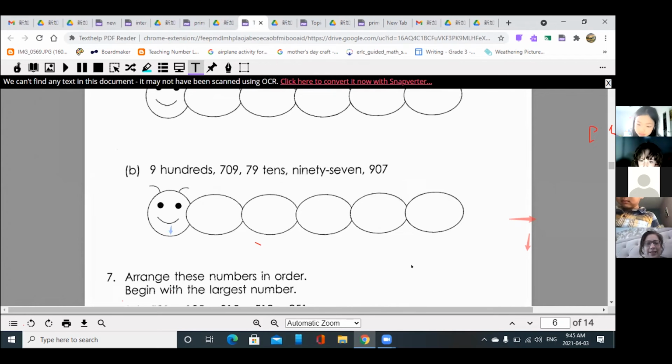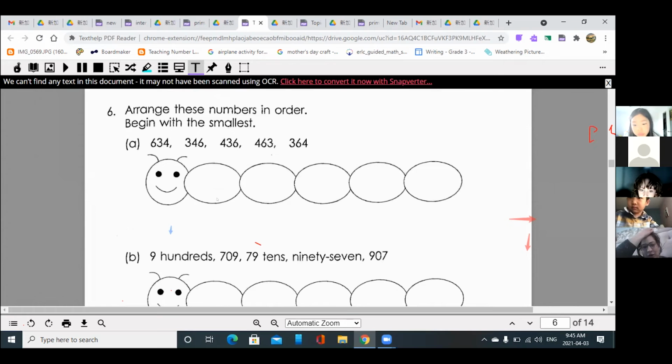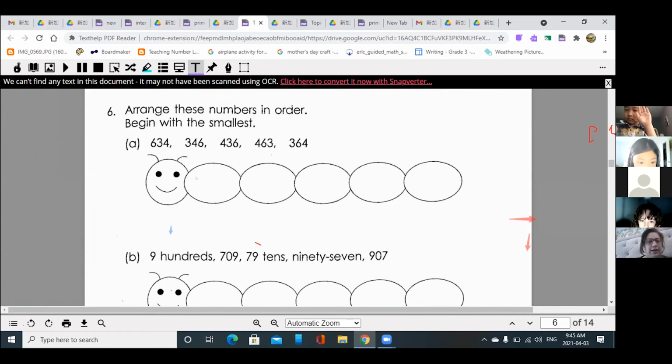I'm going to get someone to arrange some numbers in order for us. Okay, let's look at these sets of numbers. Can somebody read out the first set of numbers to me? Who wants to read that out? Leah, can you read that out to me? My cursor's on it. Go ahead. How do you say that number, Leah?